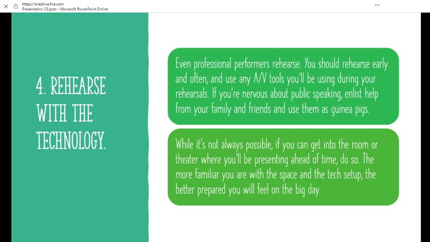And use any AV tools you will be using during your rehearsals. If you are nervous about public speaking, enlist help from your family and friends and use them as guinea pigs. While it's not always possible, if you can get into the room or theater where you will be actually presenting ahead of time, do so. The more familiar you are with the space and the tech setup, the better prepared you will feel on the big day.